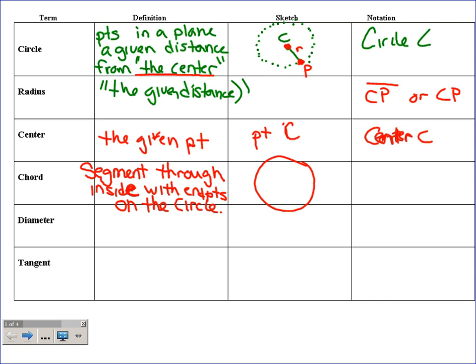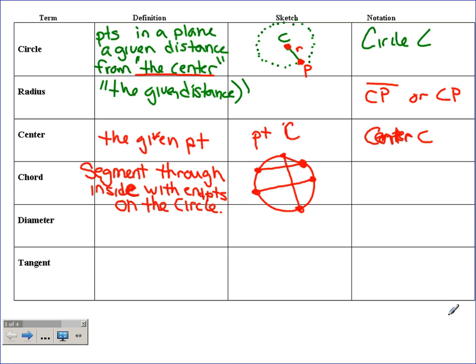Okay, so here we go. It's a segment through the inside with endpoints on the circle. So if we have an endpoint here and an endpoint here, this becomes a chord. We can also have one that's right here. It's also a chord. They don't have to be parallel. You can also have one that goes here. It's fine. You just have to have endpoints right there.